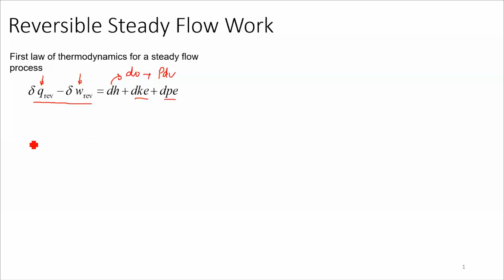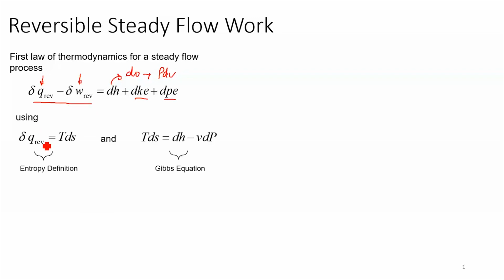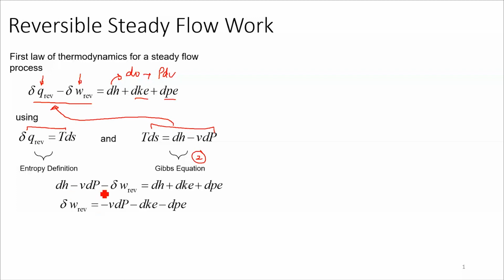Now, you know that del Q reversible is essentially equivalent to TdS, and the second Gibbs equation says that TdS is essentially equal to dH minus VdP. So we'll plug in this TdS instead of del Q reversible, and we'll have an equation with dH minus VdP, and the rest of the equation remains the same. dH would essentially cancel out, and you'll have work reversible equivalent to minus VdP minus the differential change in kinetic energy minus the differential change in potential energy.